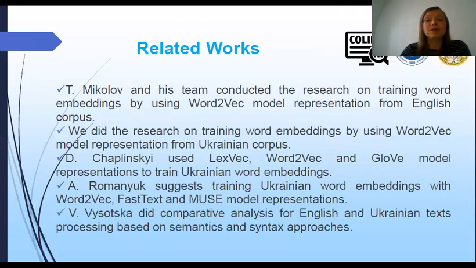Tomas Mikolov and his team conducted research on training word embeddings by using the Word2Vec model from an English corpus. Before, we did research on training word embeddings by using the Word2Vec model from a Ukrainian corpus of general subject. Dmytro Chaplynskyi used LexVec, Word2Vec, and GloVe model representations to train Ukrainian word embeddings. Andrii Romanyuk suggested training Ukrainian word embeddings with Word2Vec, fastText, and other model representations. Victoria Vysotska did a comparative analysis for English and Ukrainian text processing based on semantic and syntax approaches.